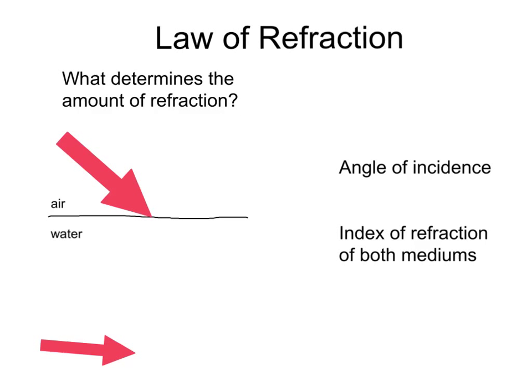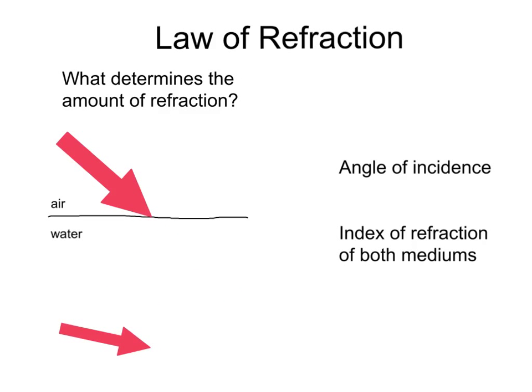Law of refraction. What determines the amount of refraction? Well, in the helicopters and submarine activity, you took a ray of light from air into water from your helicopter, something like this one here. The question is, where did it refract? How do we know where to put it to hit the submarine down below? Which way would it actually refract?